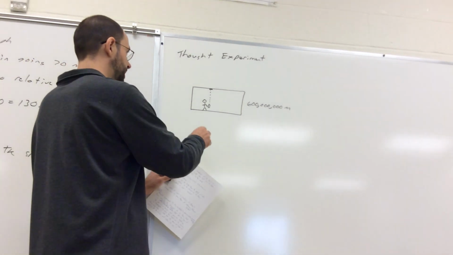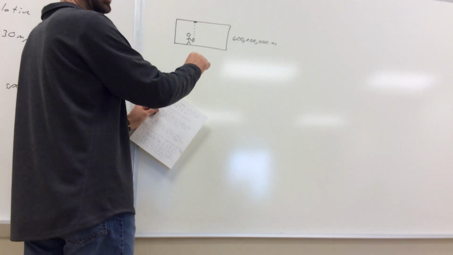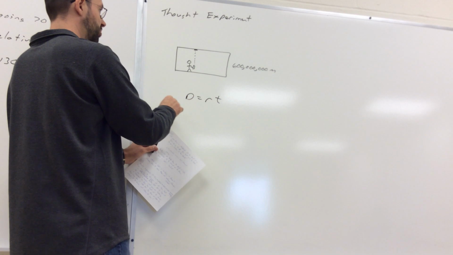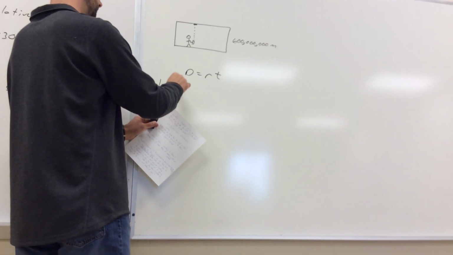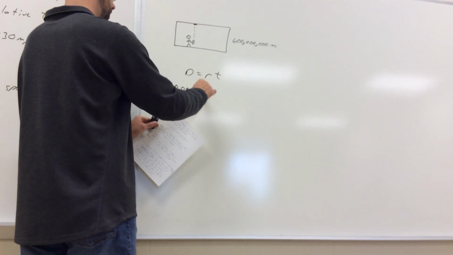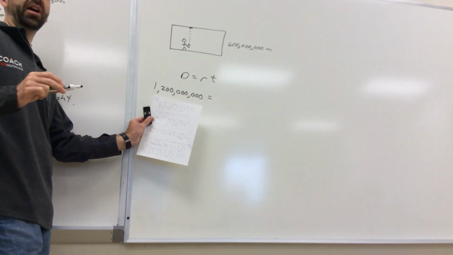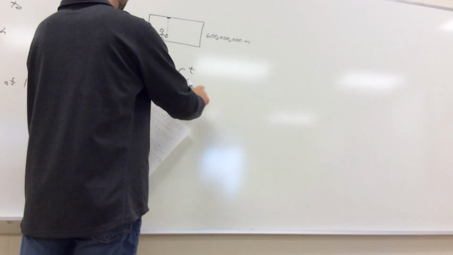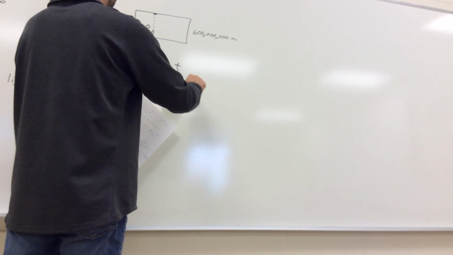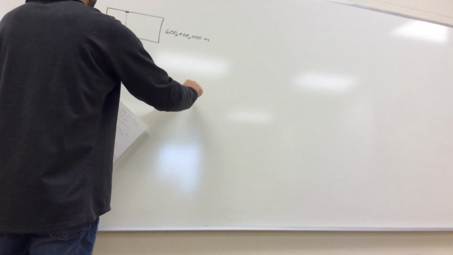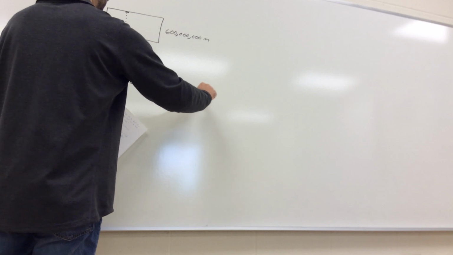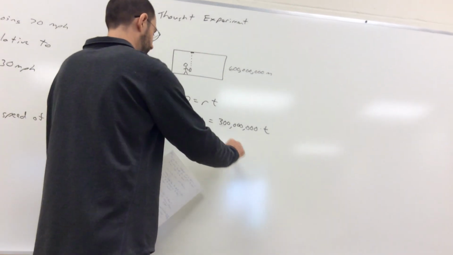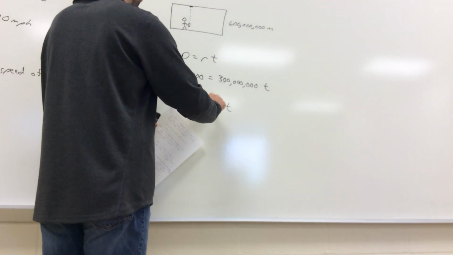So here's what I'm doing. I'm doing distance equals rate times time, and I'm saying, okay, it has to travel this many meters to go up and down, right? And it's traveling at 300 million meters per second or so. So I just divided both sides by 300 million. So it's going to take 4 seconds.